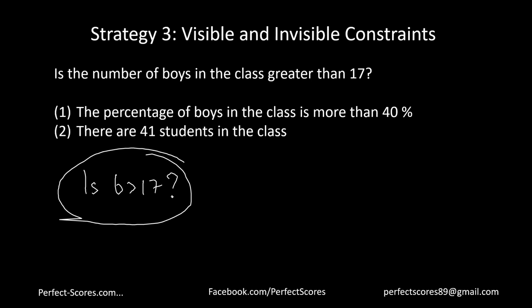Okay, I'm asking you a question. Is there a hidden constraint here? First of all, the number of boys has to be an integer. Yeah. The number of boys has to be positive, right?